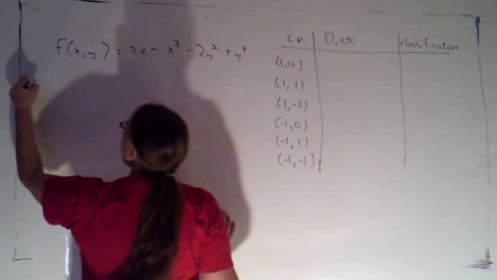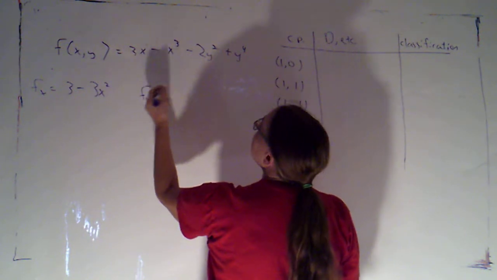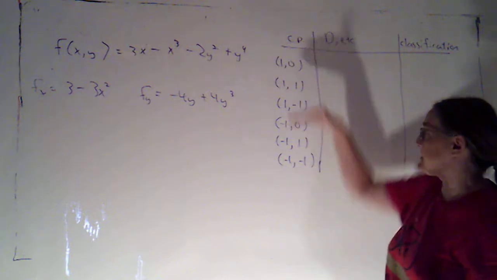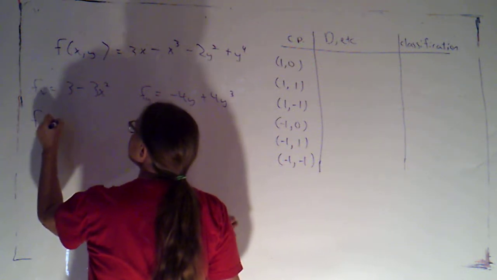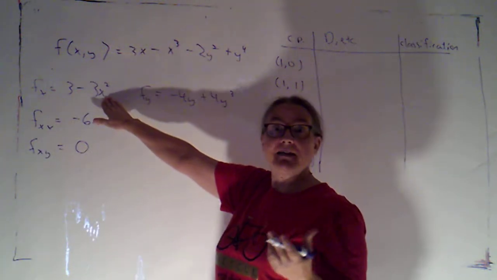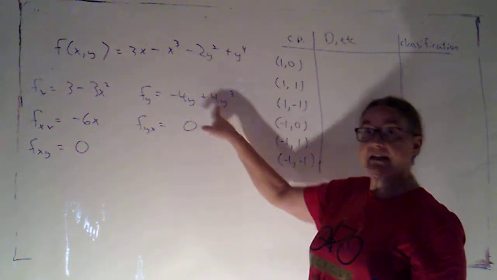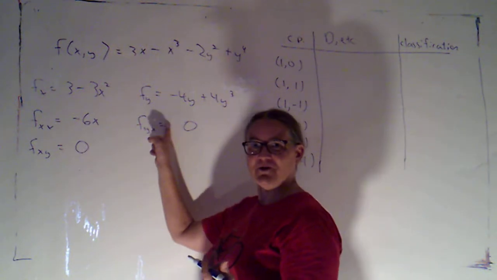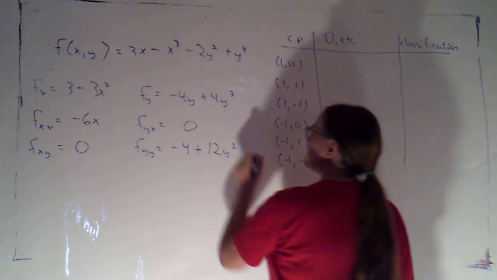Okay, so f sub x is 3 minus 3x squared, and f sub y is negative 4y plus 4y cubed. Again, we found that previously in finding these critical points, but now I need to find my second partials. So f sub xx is going to be negative 6x, and f sub xy will just be 0, because there aren't any y's in this formula. If I look at f sub yx, that's also going to be 0, because there aren't any x's in this formula. And you'll notice, because our second partials are continuous, the mixed second partials are equal. F sub yy is going to be negative 4 plus 12y squared.